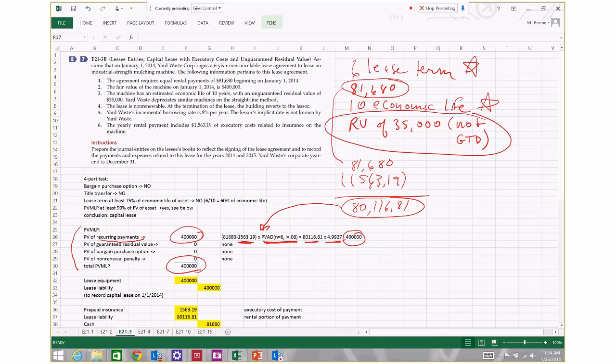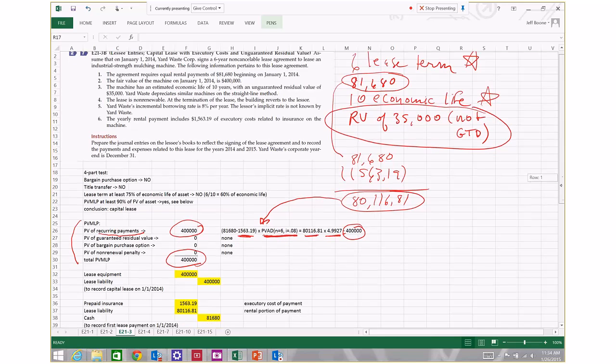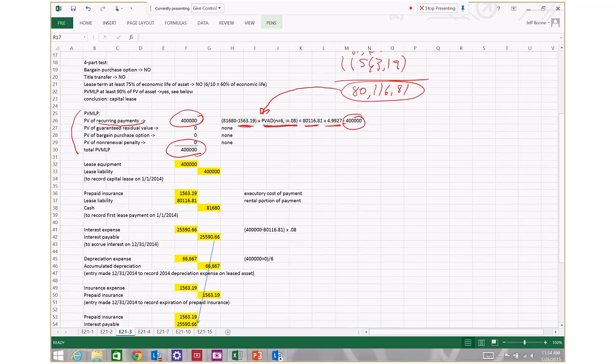So we're going to book this equipment in the accounting records of the lessee on the day that we enter into the lease agreement by debiting the lease equipment and crediting the lease liability for the present value of minimum lease payments, which is $400,000.